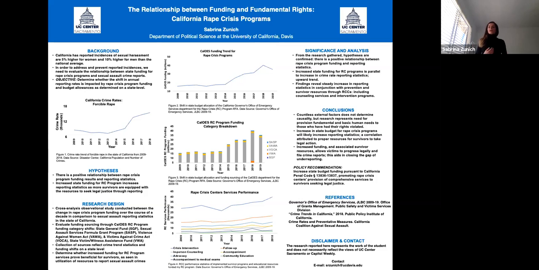This research is significant for California and public policy because it provides a fundamental and basic foundation for those who've had their rights violated. And as such, my policy recommendation is to increase state budget funding to the Rape Crisis Program grant to help our survivors seek justice.